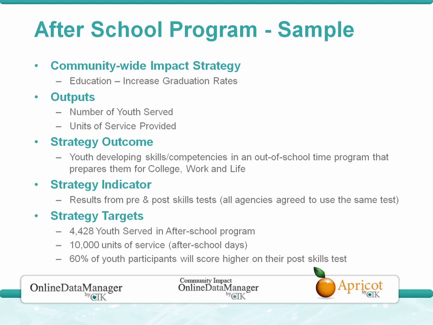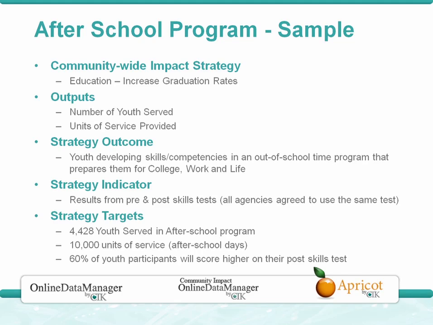Our strategy indicator was results from pre- and post-tests. We got all of the agencies that we funded to agree to use the same pre- and post-test. So when youth went into the after-school program, they were given a pre-test, and then every quarter a post-test, because we were collecting data every quarter since it's important to make mid-course corrections. You don't want to wait a year to find out something's not working, and even waiting 6 months is too long to find out whether a strategy or an activity is working or not.